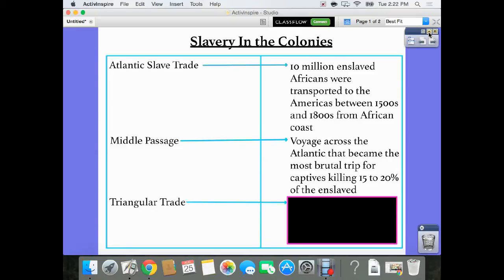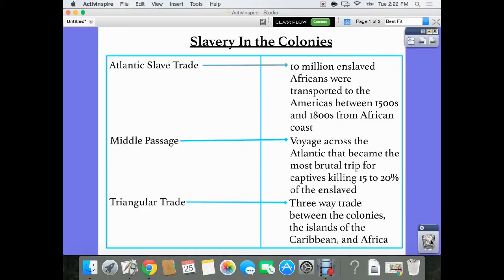Now, the last part that you need to look at or know about is the triangular trade route. This is actually the whole Atlantic slave trade combined into one. It was a three-way trade between the colonies and the islands of the Caribbean and Africa. So what would happen is there were three parts to the actual triangle trade. The first leg of the voyage, ships from New England would carry fish, lumber, and other goods to the Caribbean islands or into the West Indies.